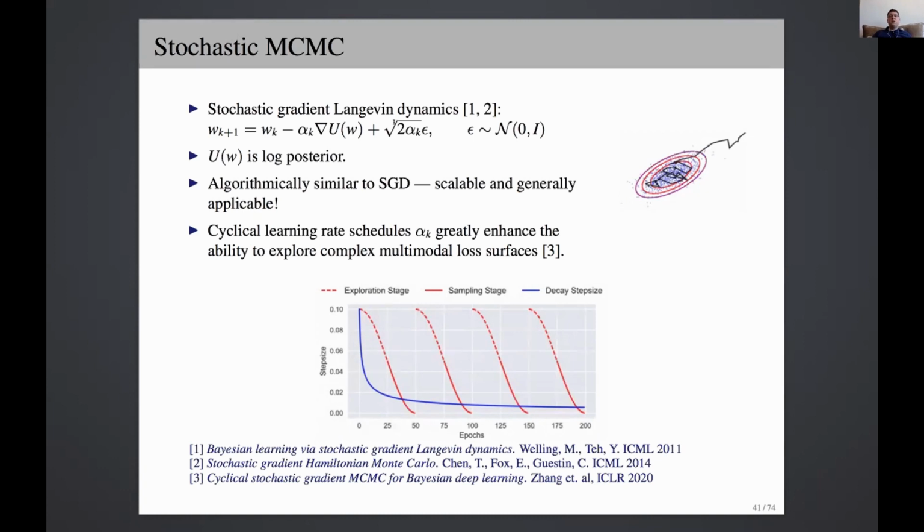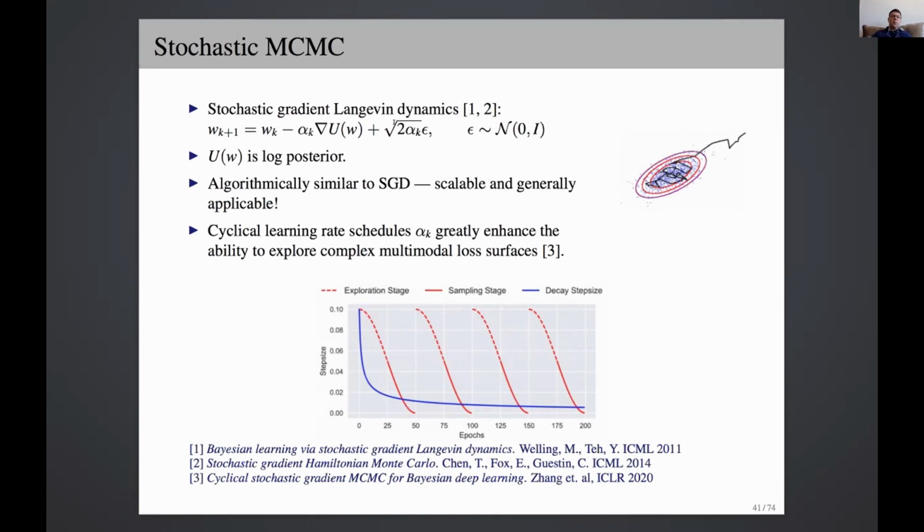However, as I mentioned also, unlike with optimization, where ultimately, in principle, we're just trying to find a low-loss solution, with sampling and with Bayesian inference, we really want to explore the loss surface. And so this means that the learning rates are going to be even more important in stochastic MCMC than they will for SGD, for instance.